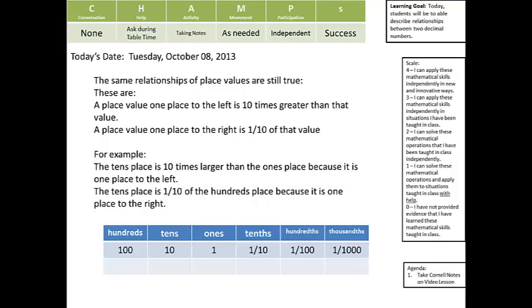And so here's a chart to help us represent that. We look at the tens place and we see that it is one place to the left of the ones, and so it represents 10 times 1. And we know that 10 times 1 is equal to 10, so we can see that. If we go from the hundreds place to the right, to the tens place, it's going to be 1/10 of 100. All right, and we know that 100 divided by 10 is equal to 10.